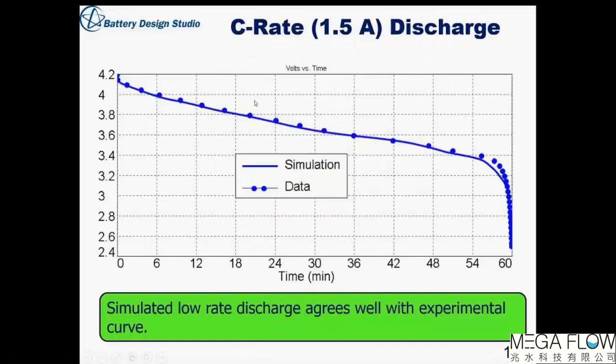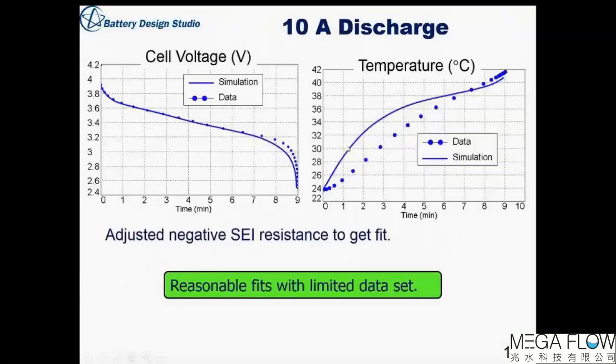This shows the simulation result compared to the experimental data. So this is the low rate, the 1.5 amp discharge, the C rate discharge. And you can see the agreement between the simulation and the data is very good. Now this shows the high rate simulation. And in order to fit the experimental data, we adjusted the resistance of the SEI on the negative electrode. And that allowed us to get a reasonably good fit for the 10 amp discharge.